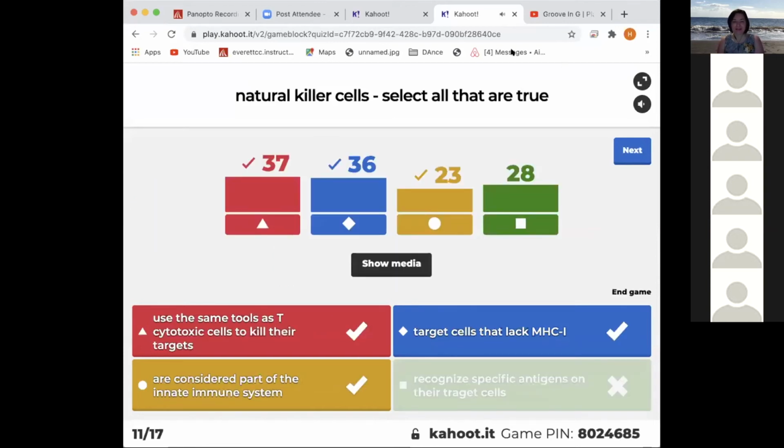All right, so yes, they do use the same tools, perforin and granzyme, as T cytotoxic cells. They're derived from the same lineage, but they're part of the innate immune system because they are not specific. They don't recognize antigens. What they do is target the pattern, cells that don't have MHC1.